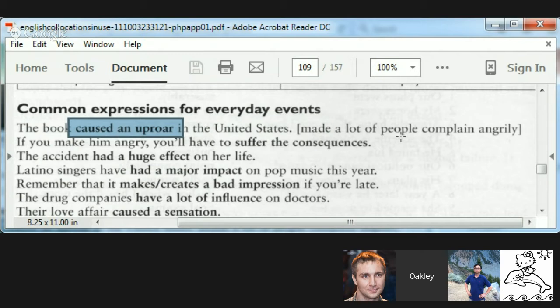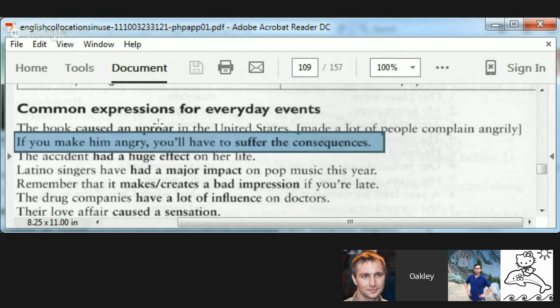A roar from the audience with no up can be a good thing. The audience welcomed him with a roar. There was a huge roar from the audience when he took the stage. So that's a good thing. But an uproar is always negative. Okay, a big negative reaction. Something causes an uproar. It's very controversial, or many people are against it. Okay, Alex. Next one.